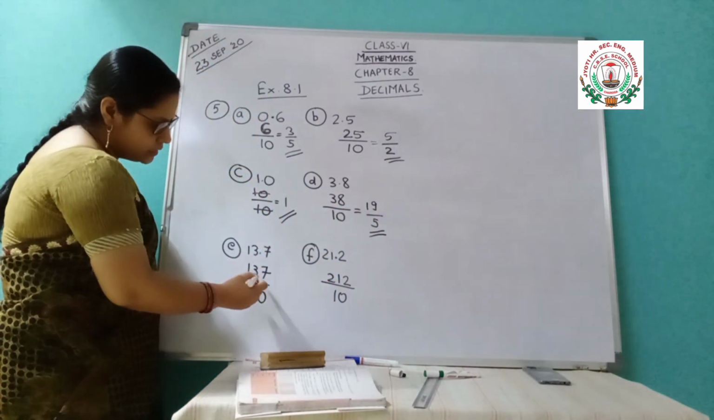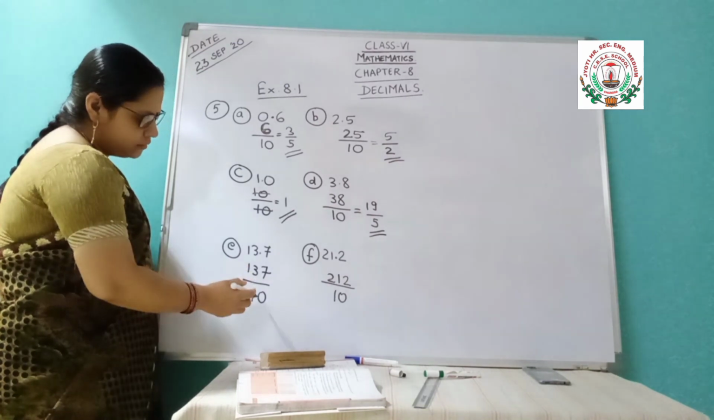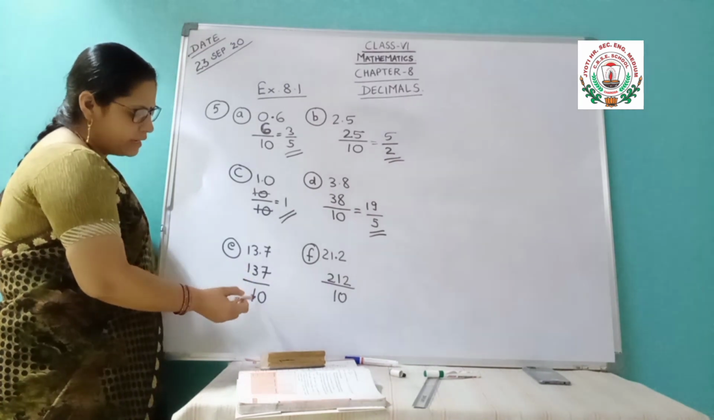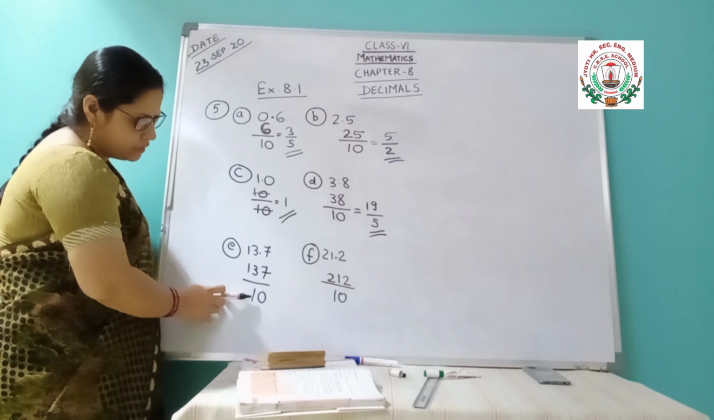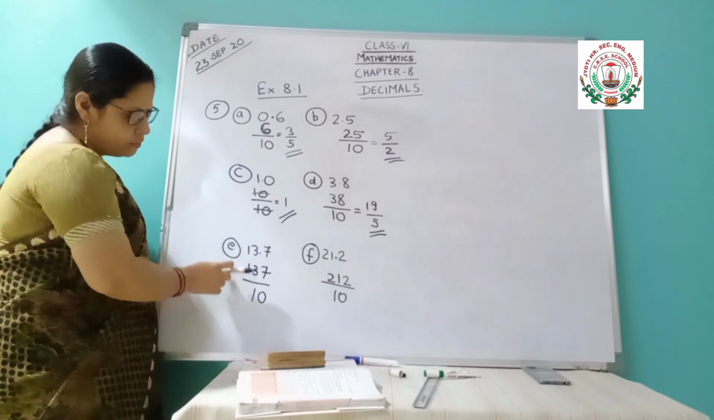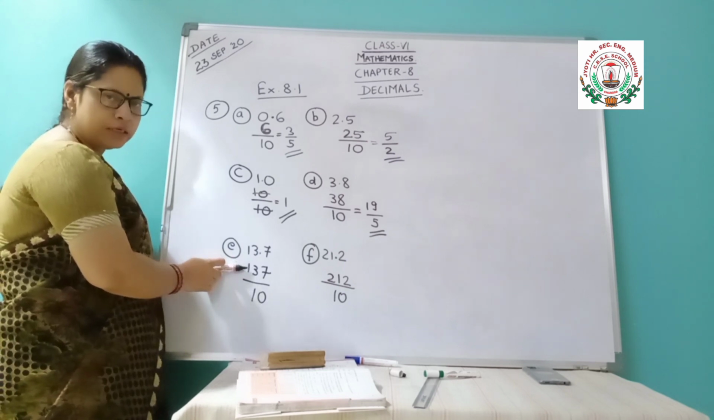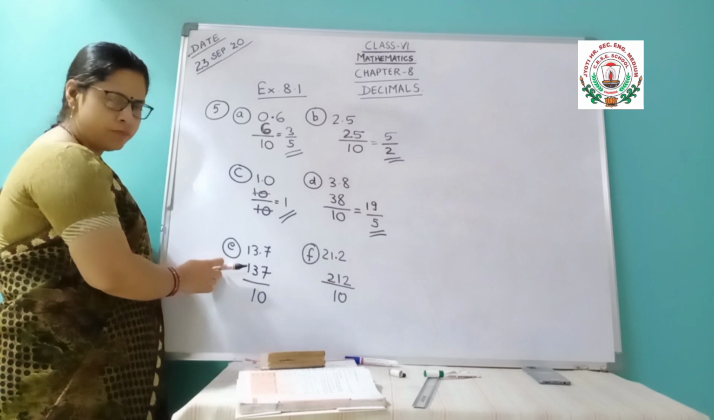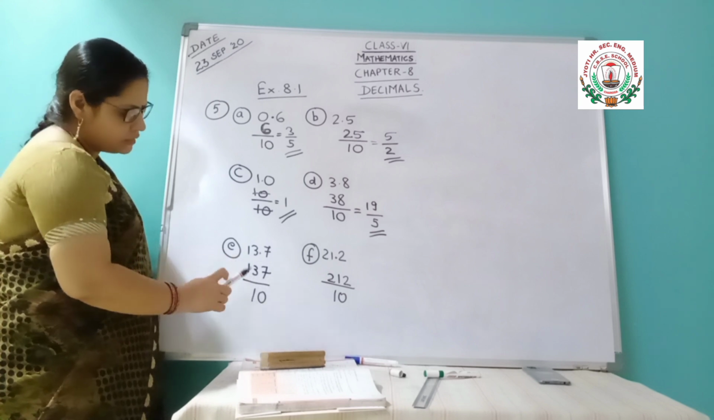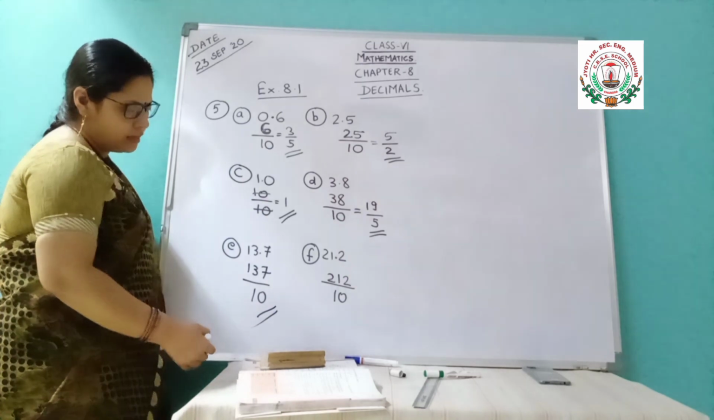And 137 by 10. It can be cancelled by, okay, this is coming in the table of 2 and table of 5. But this 137 is not coming in the table of 2, and not coming in the table of 5 also. So you will just leave it, this only will be your answer.